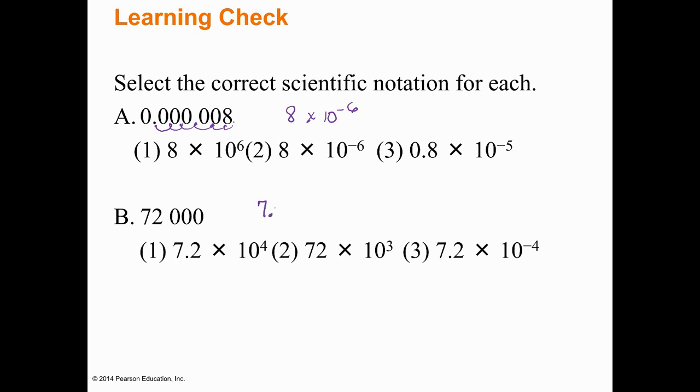7.2 will be my decimal here. And then I'm going to count 1, 2, 3, 4 times 10 to the positive 4.